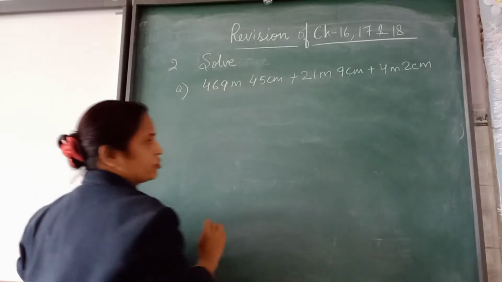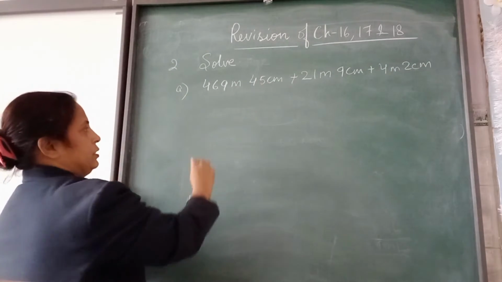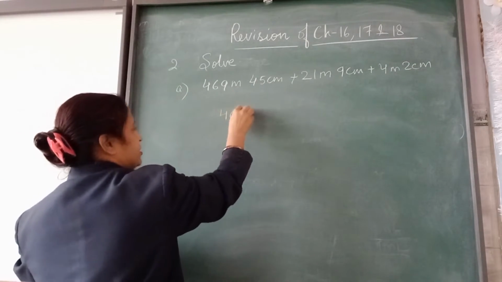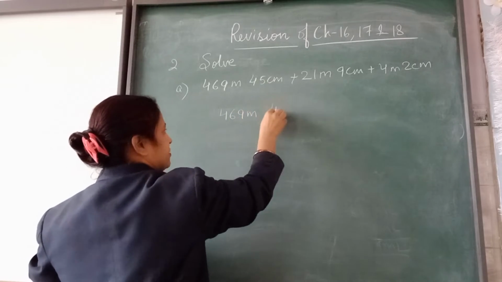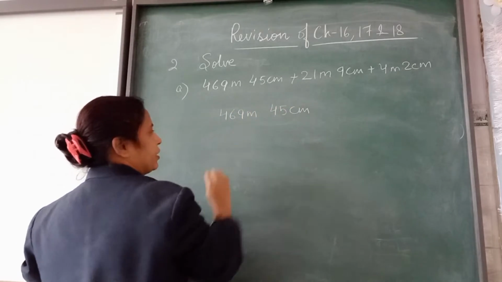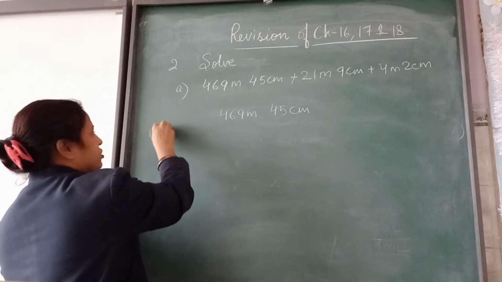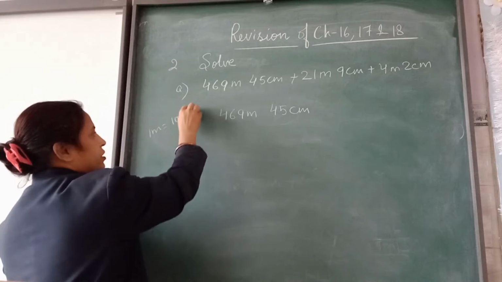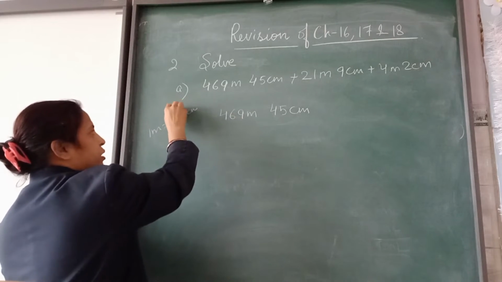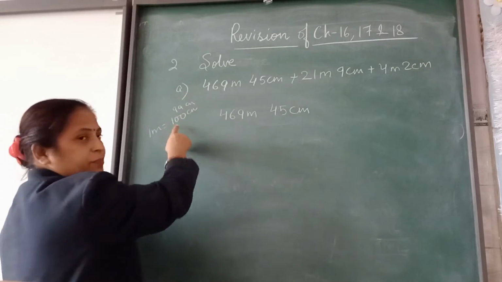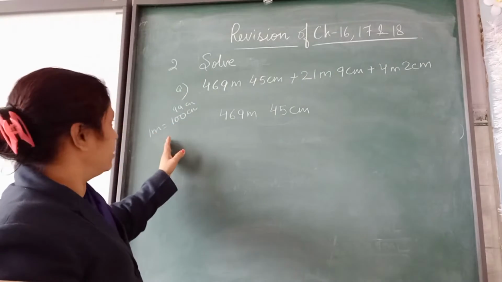Suppose this is a question given to you. How are you going to do? See, 469 meter, 45 centimeter. Okay. As you know, children, 1 meter is equal to 100 centimeter. Okay. So as the number up to 99 you can say centimeter. As it becomes 100, it will become meters.